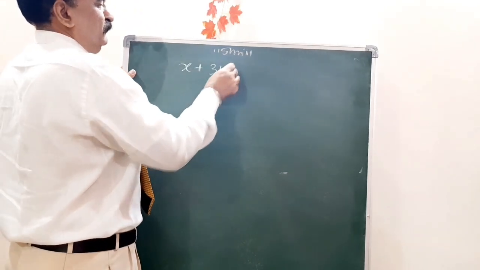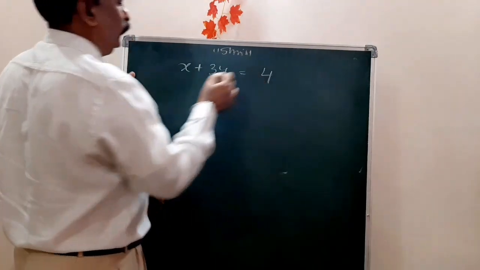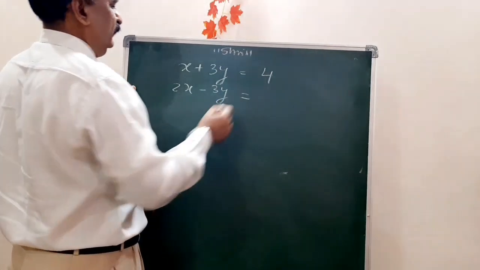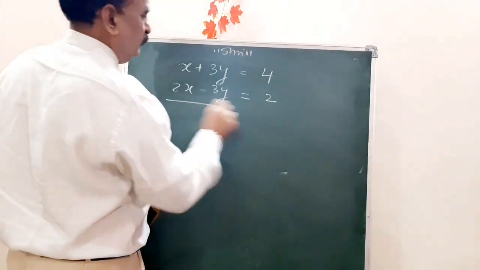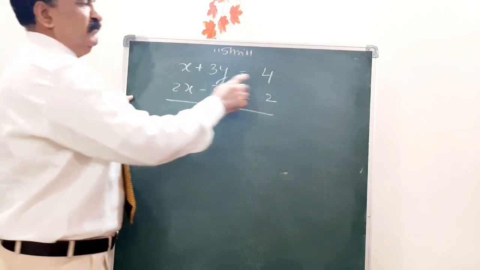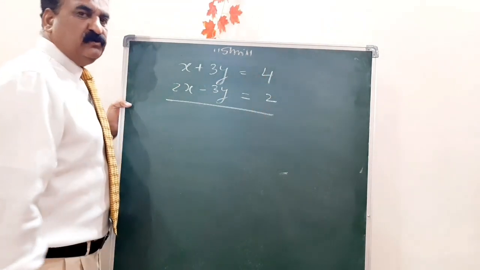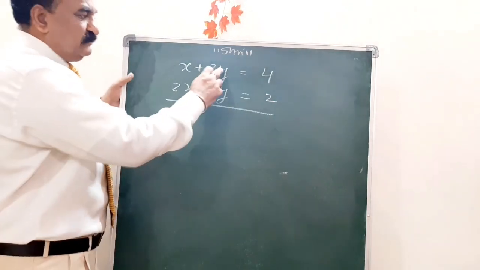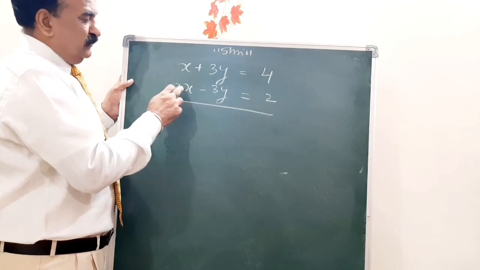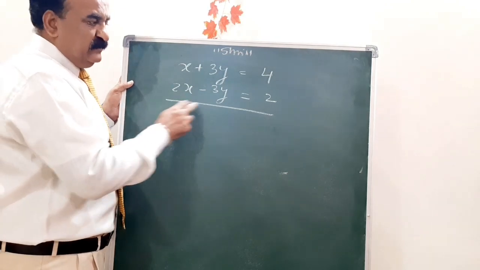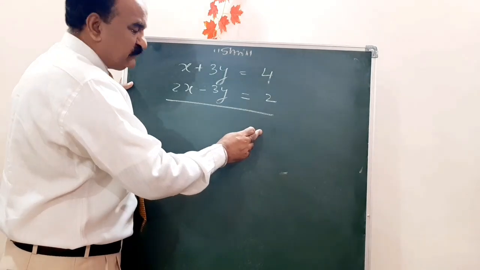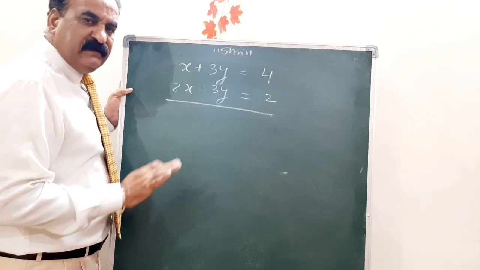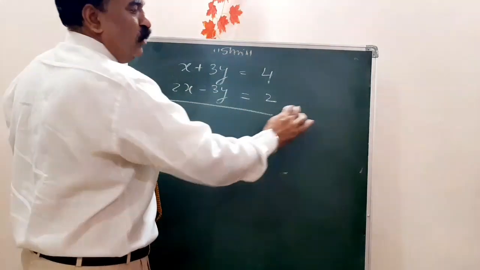x plus 3y is equal to 4 and 2x minus 3y is equal to 2. These are the equations. Now, if you are adding here, then plus 3y and minus 3y will get cancelled. 2x plus x becomes 3x. 3x is equal to 4 plus 2 means 6. So x is equal to 6 upon 3. x is equal to 2.